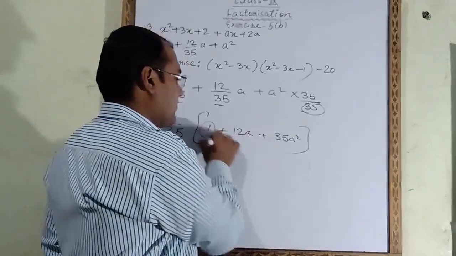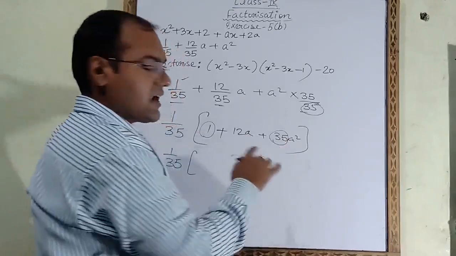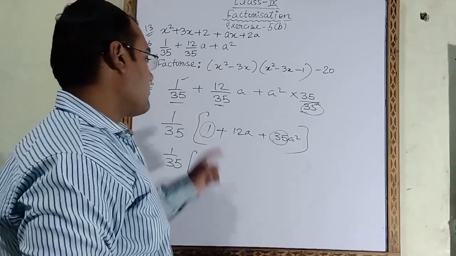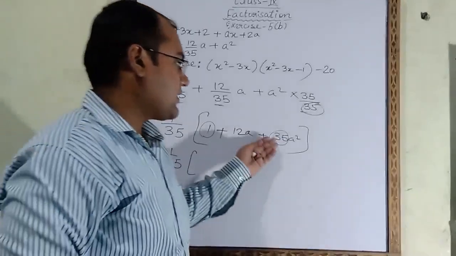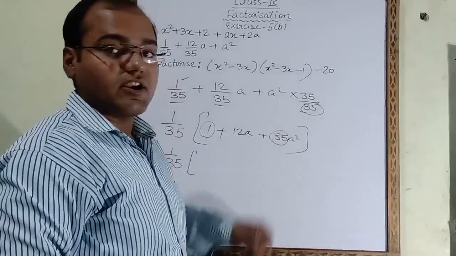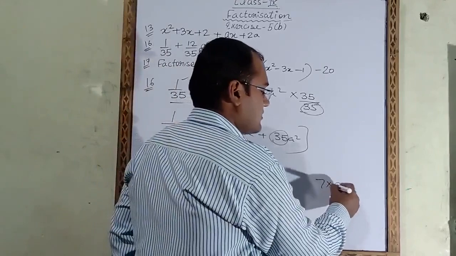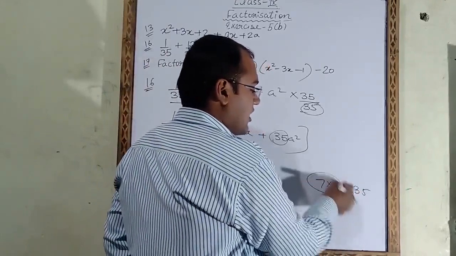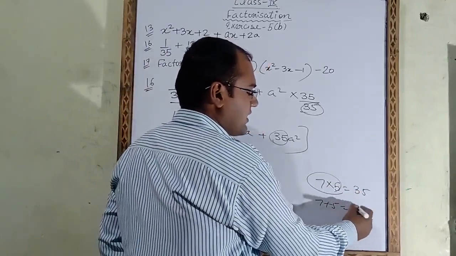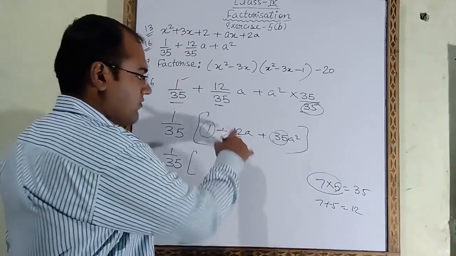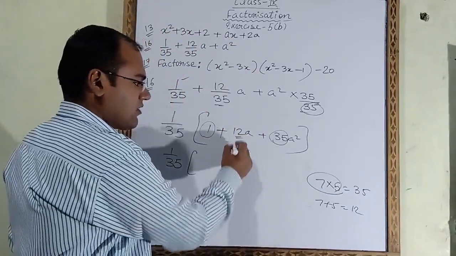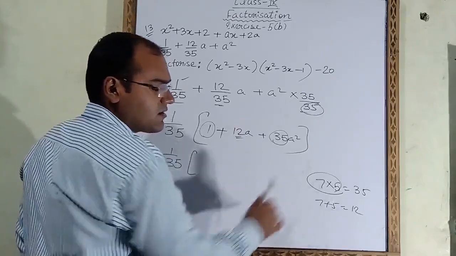This is 1, this is 35. First and last number we have to multiply. So 1 into 35 will be 35. Now you have to find the factors of 35. 7 into 5 will be 35. Now if we add these 7 and 5, we will get 12. So here in between what is written? 12. That means instead of 12 we have to take 7a and 5a.